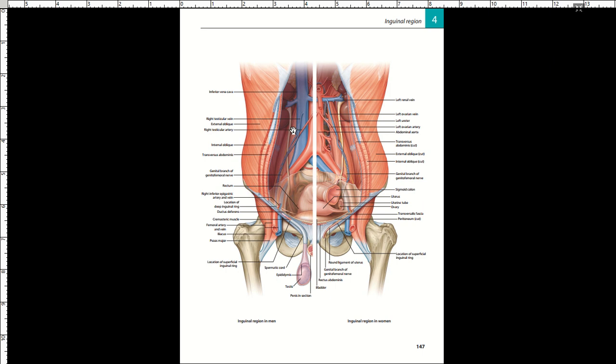Hi guys, welcome to our gross anatomy of the abdomen. Today we're going to talk about the inguinal canal.